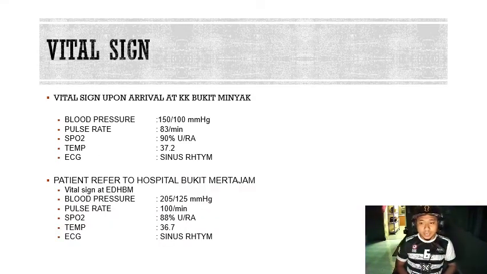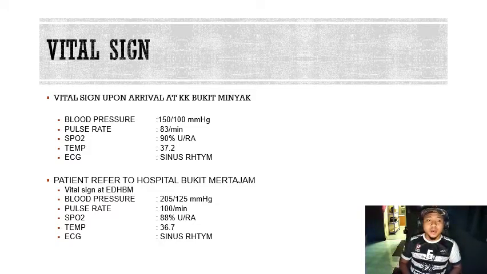Okay, the vital signs. We can see there are two sets of vital signs. The first vital sign is upon arrival at KK Bukit Minyak. The blood pressure is 115/100 millimeters of mercury and the pulse rate is 83 per minute. SpO2 of the patient is 90% under room air and picks up to 95% under high flow mask. Then the temperature is 37.2 and the ECG was sinus rhythm.